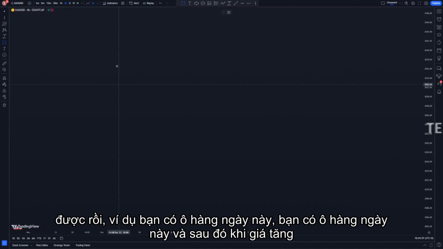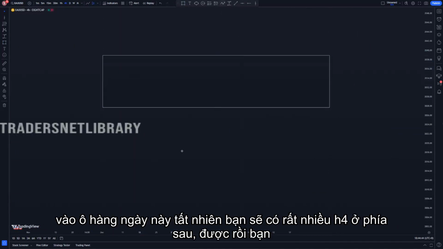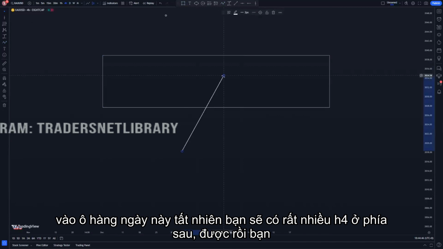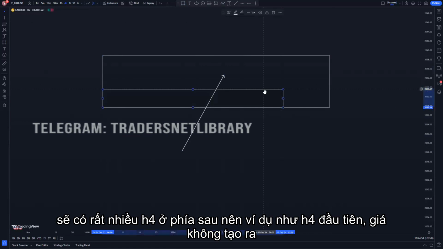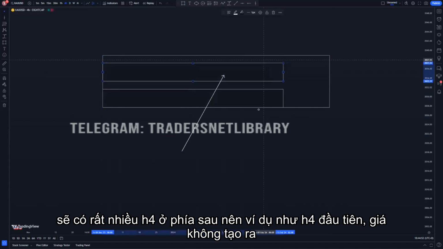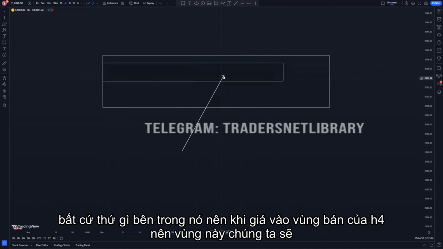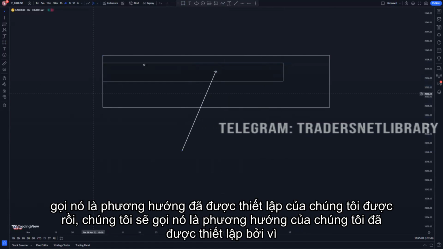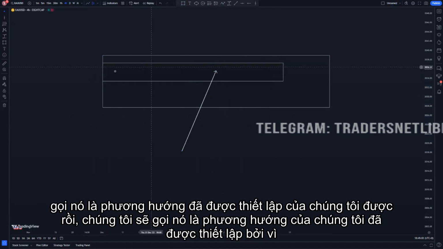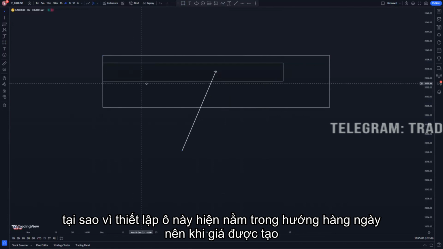Okay, for an example, you have this daily sell. And when the price gets into this daily sell, of course, you're going to have a lot of H4 at the back, right? So for an example, the first H4, the price doesn't create anything inside of it. So when the price gets into the sell zone of H4, this zone we're going to call our direction setup, because this sell setup is currently inside the direction of daily.